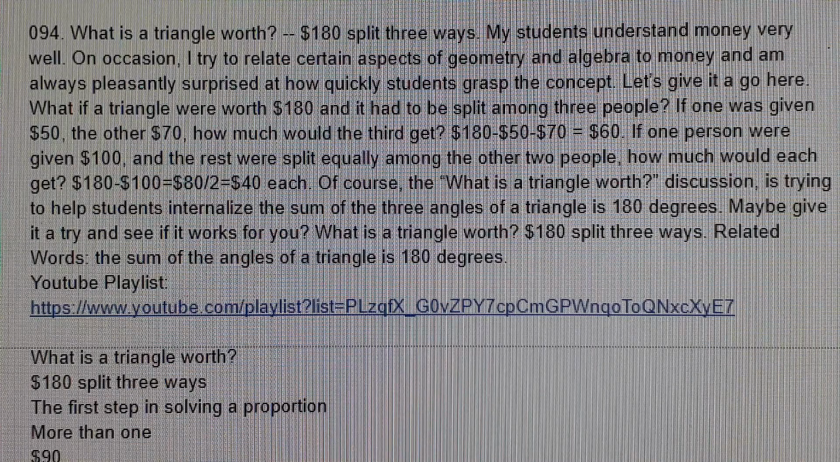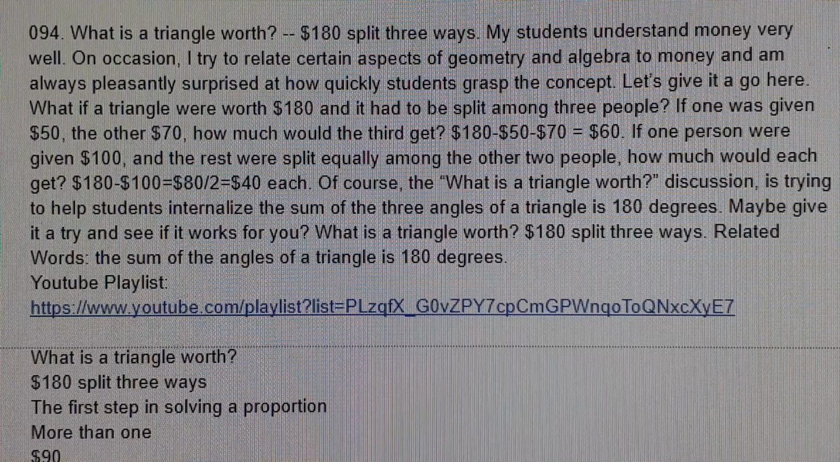Of course, the "what is a triangle worth" discussion is trying to help students internalize the sum of the 3 angles of a triangle is 180 degrees. Maybe give it a try and see if it works for you.